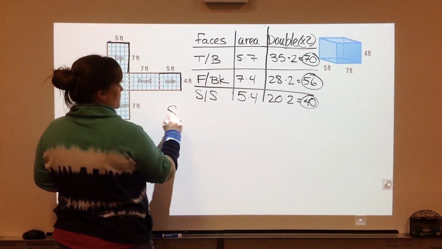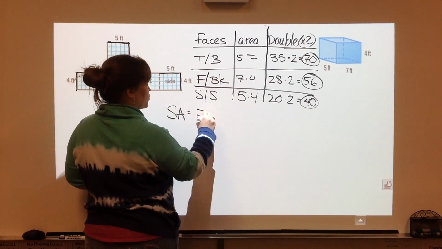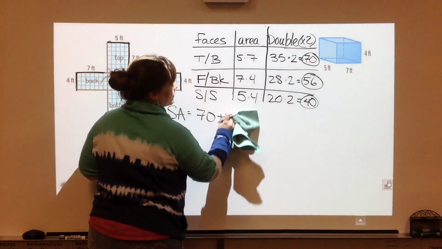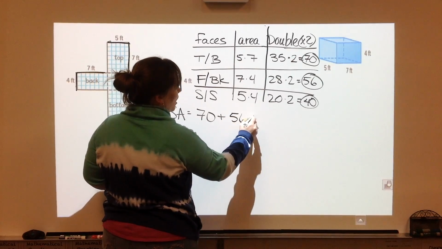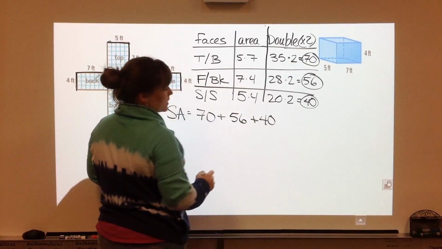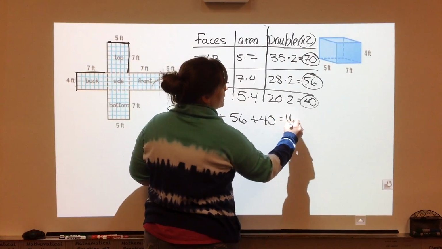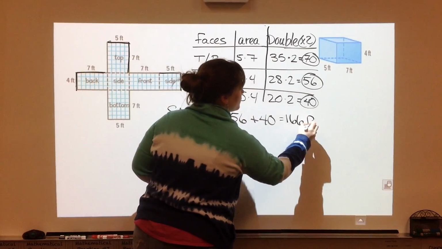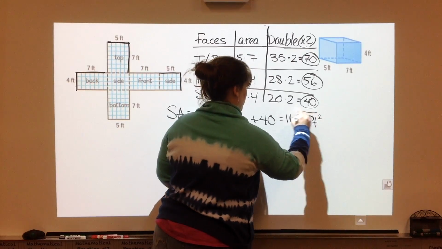So to find the surface area after I've used the chart, I'm simply going to add up those 3 numbers. I've already doubled the top and bottom, back, front, and side, so I am adding up all of the sides. When I add that up, it comes out to 166. Our unit is feet, and now because we're finding area, it's back to that square.